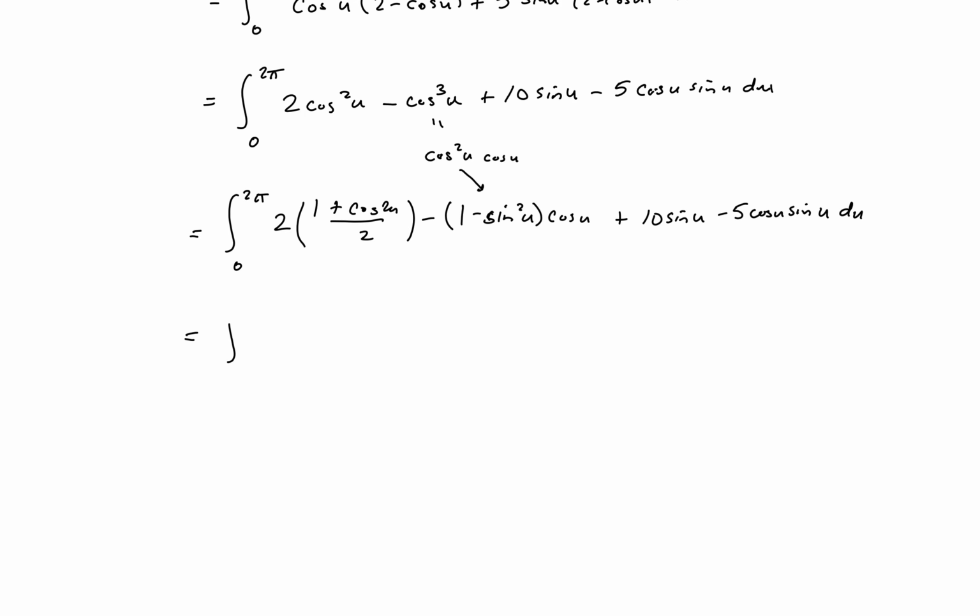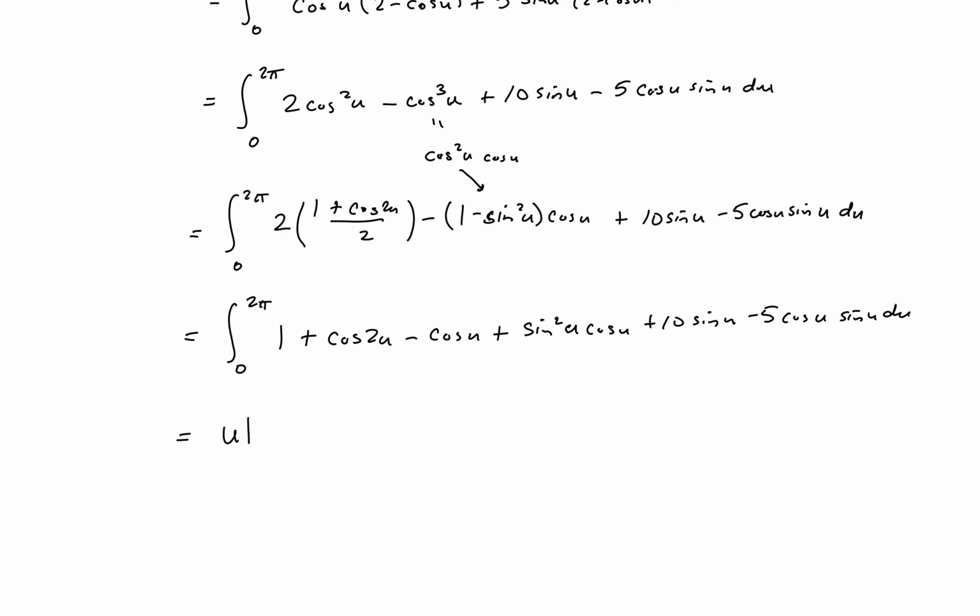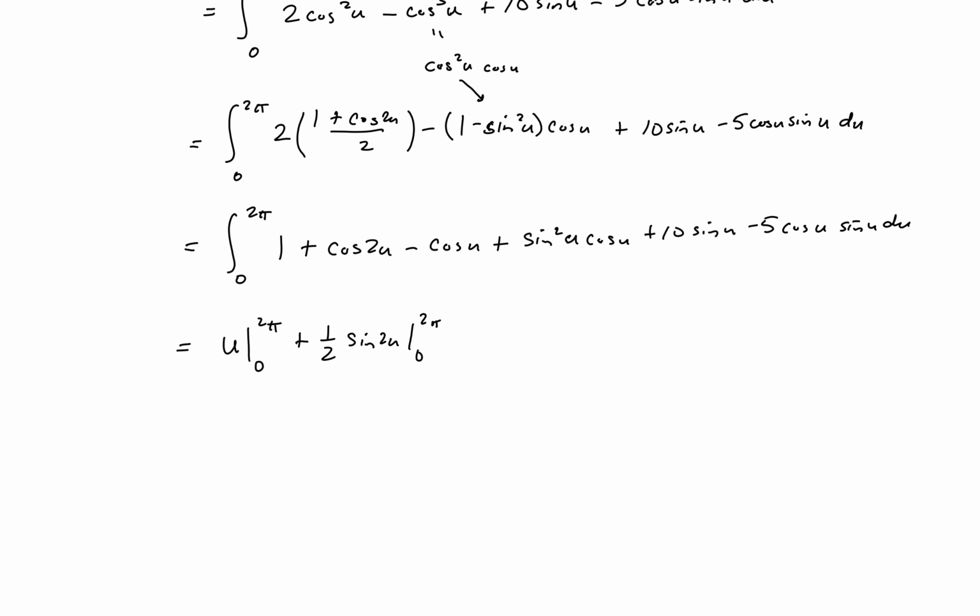So let's continue to simplify this a bit. So I've got the integral from 0 to 2 pi of 1 plus cosine of 2u, minus cosine of u plus sine squared u cosine of u plus 10 sine u minus 5 cosine u sine u du. And so if we evaluate these, we are going to get u from 0 to 2 pi plus 1/2 sine of 2u from 0 to 2 pi.